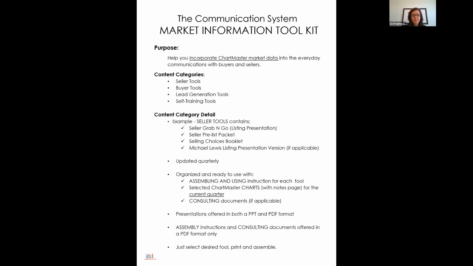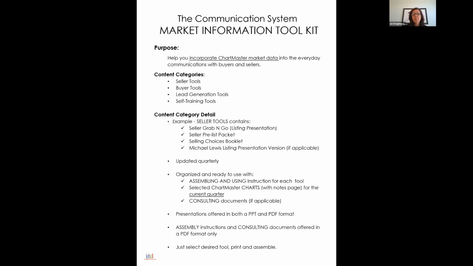Okay, so the toolkit is where you have got many options. You've got seller tools, buyer tools, lead generation tools, self-training. You've got the grab and go, which is a short, quick listing presentation. There is a version with our Michael Lewis graphics, which is nice. They look great. And it is very helpful, and it's pretty quick and to the point. So you can easily go through the key pricing, marketing, and staging points of your listing presentation. And then you can take these tools and add your own things in. But it is a ready to go listing presentation for you.